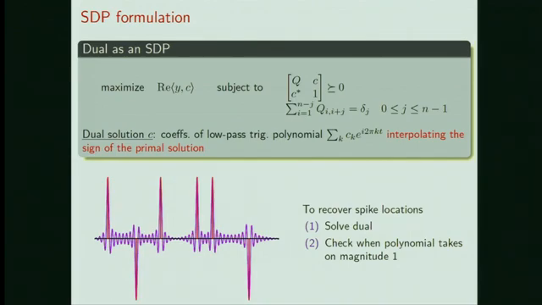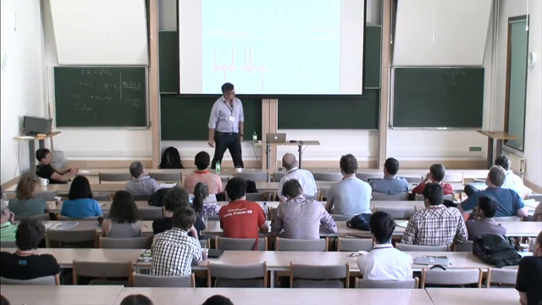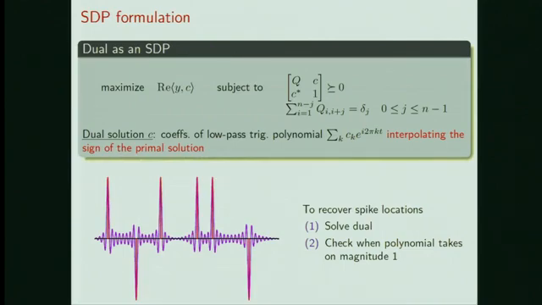That's the support of the signal. So to recover the spike location, I'll solve the dual. I solve this SDP. I check when the polynomial takes on magnitude 1. So I have a rooting problem. It's extreme. If you use an interior-point solver, it's nice because the log det pushes you away from the boundary. So you really have stuff like this. It's very stable rooting. And then you recover the signal.